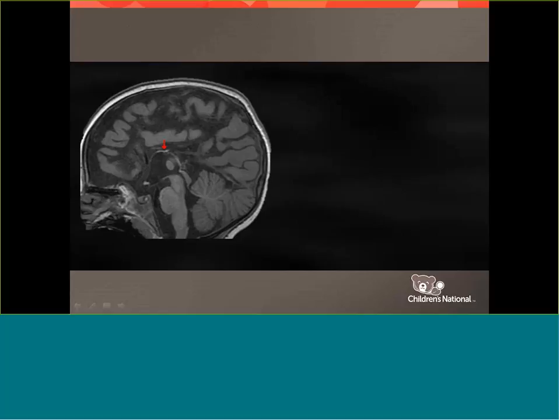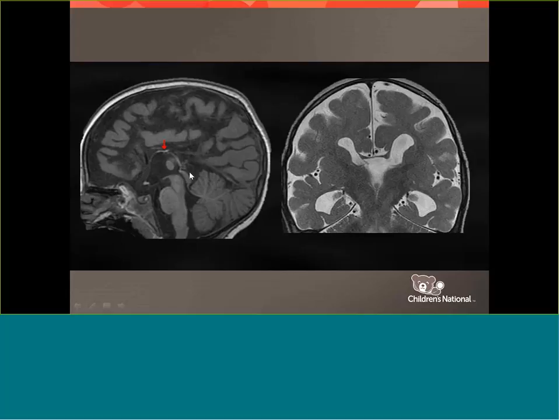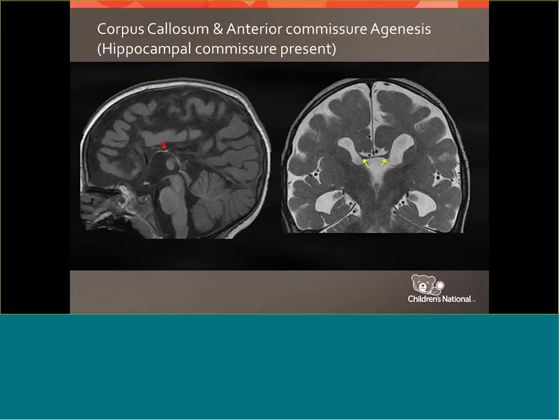What about this case? Is this a hypogenetic corpus callosum? I don't see the anterior commissure, so that's clearly absent. But what is this tissue? The only way to really sort that out is to look in the coronal plane. And when we do, we can see that this commissural tissue connects the fornices rather than the rest of the brain. So this is actually not a hypogenetic corpus callosum. This is actually the hippocampal commissure, which is malpositioned. So the hippocampal commissure is present, while the corpus callosum and anterior commissure are absent.